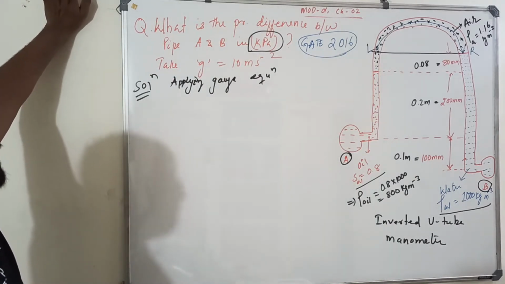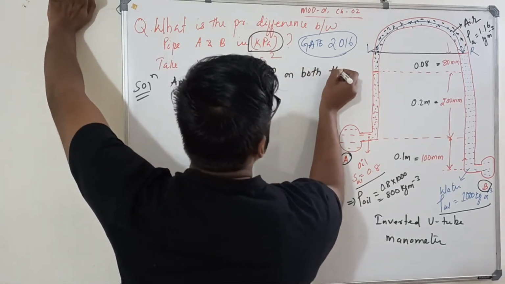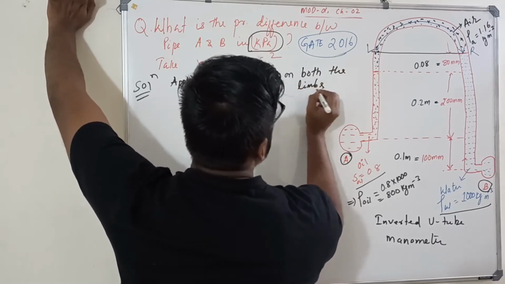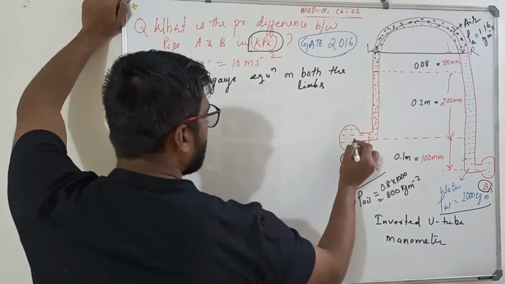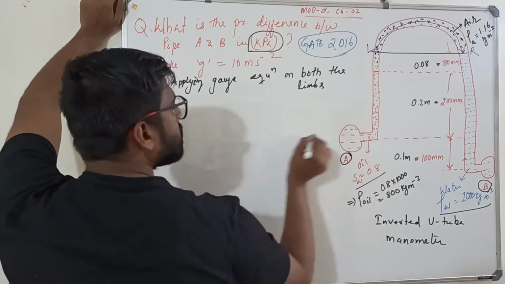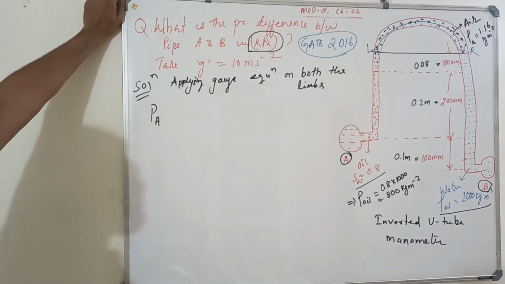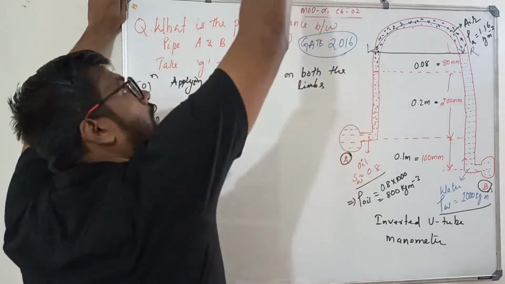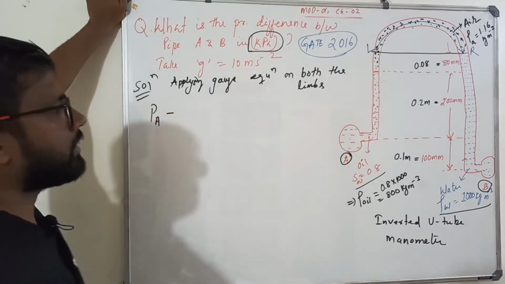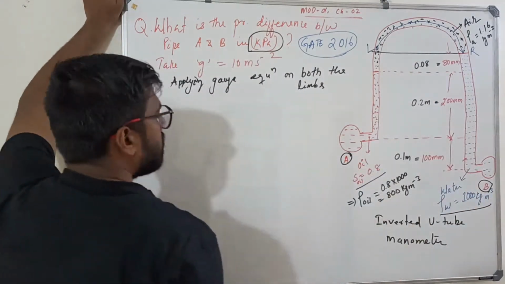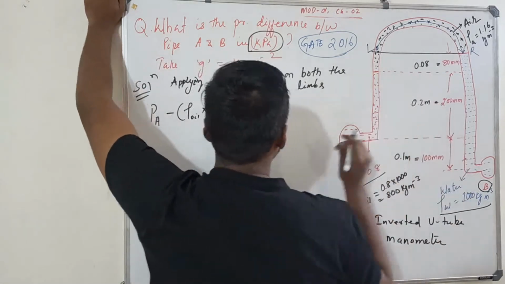Now we can go with the gauge equation. So applying gauge equation on both the limbs, pressure in the left hand limb equals pressure in the right hand limb. So start. What is the pressure of pipe? Sir, oil is flowing through the pipe at a pressure of PA. Next, gauge equation says downward positive, upward negative. We are going upward, so negative. PA minus rho g h, that is rho oil multiplied by g into h oil.